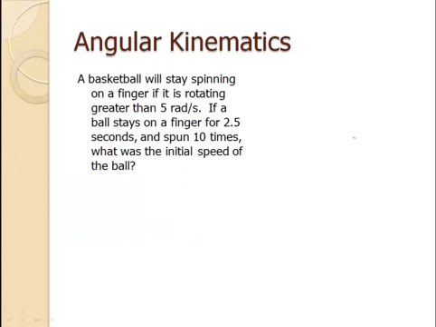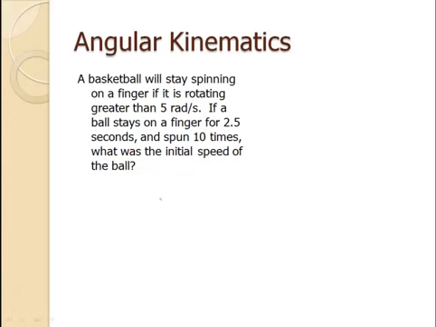So, one more question. These are kind of made-up numbers, but you've probably tried to spin a ball on your fingers, and they tend to stay balanced pretty well for a while, but once they slow down to a certain speed, then they topple over. Perhaps that speed is 5 radians per second. I kind of made it up, but what I want to know is, if a ball is staying on your finger for 2.5 seconds, and while it's spinning, we counted and saw that it spun a total of 10 times, what was the initial speed that we had to exert on the ball?